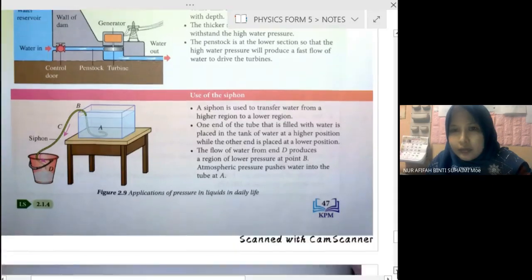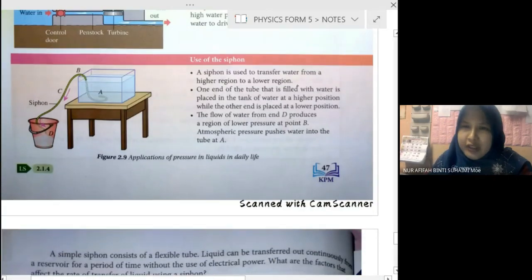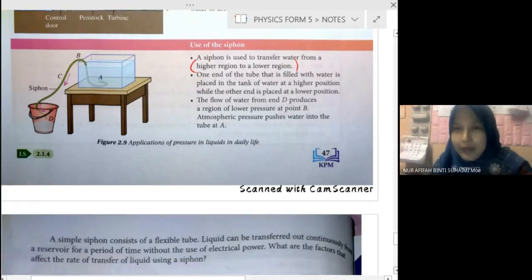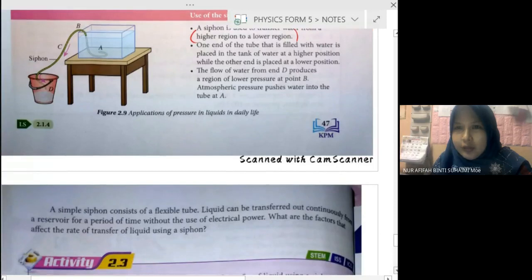Okay, this one, use of siphon. In PT3 someone has asked a question on the use of siphon last time. So this is already familiar. One is a high location, high place. The second one is a lower place, lower region. Higher region to lower region. Okay, same, to increase the pressure. This third one is already there, you have to explain yourself.